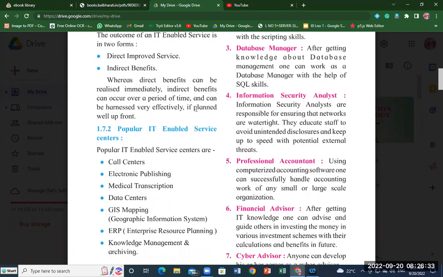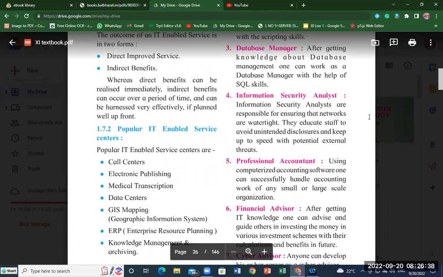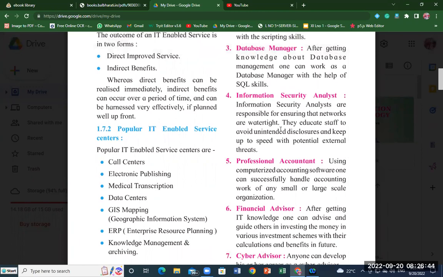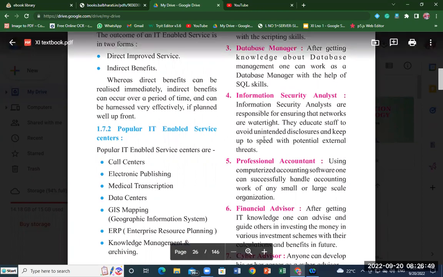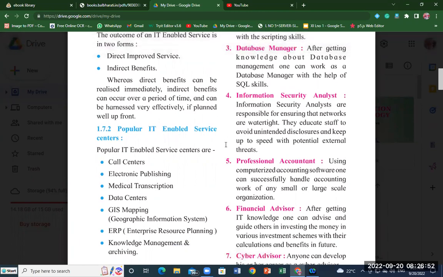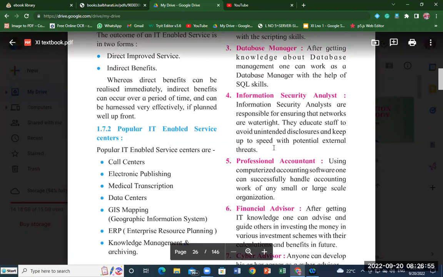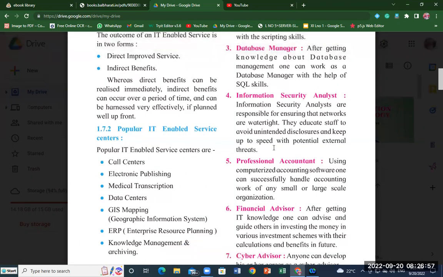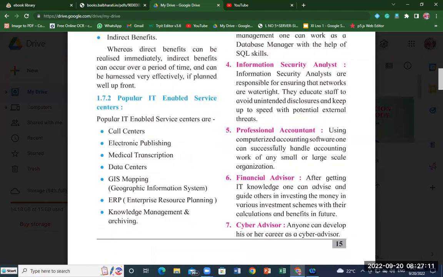Information security analyst. It is an analyst who works on information security, responsible for ensuring that the networks are watertight, so that the information, or the water, doesn't spill out or come out. They educate staff to avoid unintended disclosures and keep up to speed with potential external threats. Right? Security is provided for the information so that the information is not going out. Okay, the staff is also educated on how they need to follow the security measures.